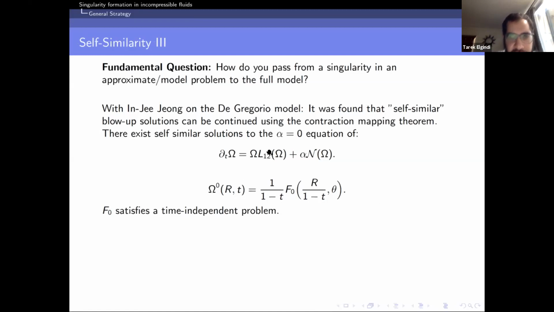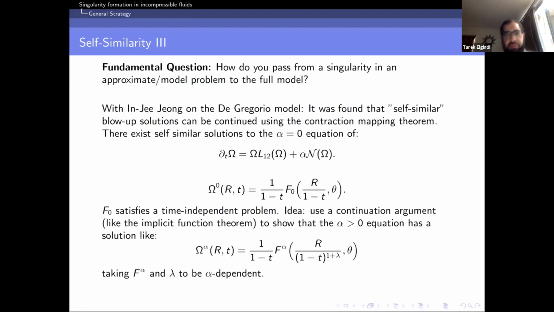For this alpha equals 0 equation, there are exact solutions of this form. They're exact self-similar solutions. And then you can imagine that maybe you can use an implicit function theorem type argument to establish existence for the full equation when alpha is positive, by modifying some of the parameters. So you have to modify the scaling. Modifying the scaling was one very important thing we learned from a previous work with Inji Jiang.